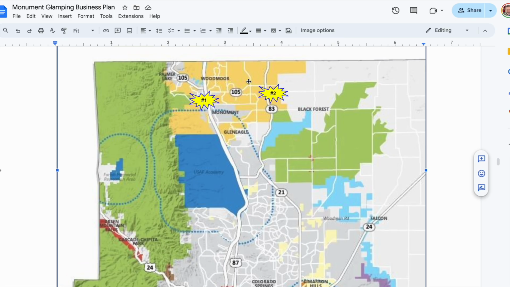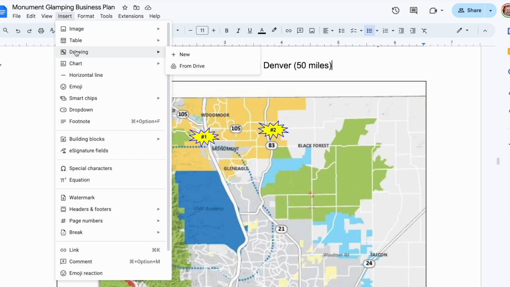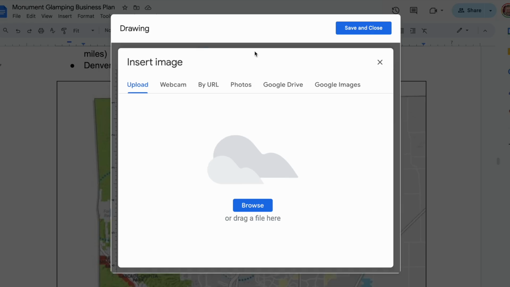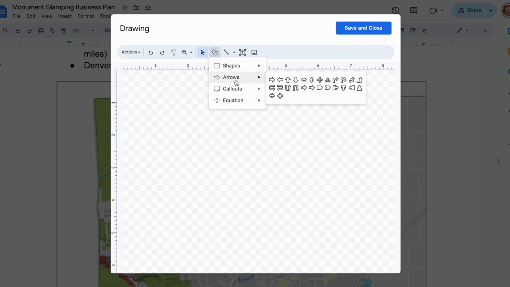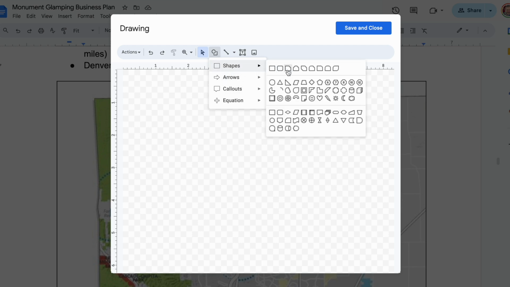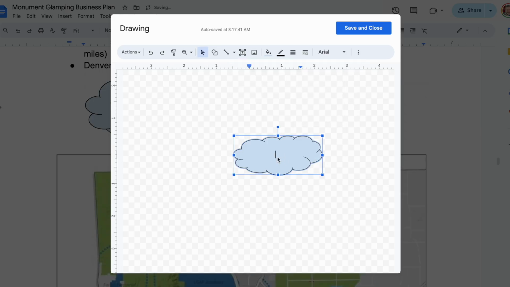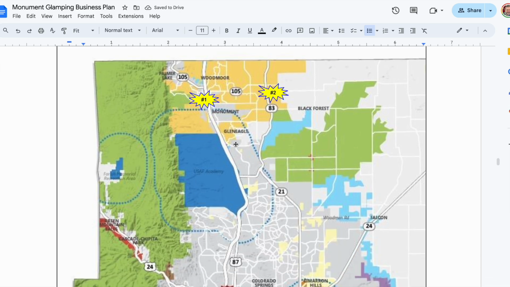I'm going to show you how I do that right here, because you can go in and insert a drawing. Within the drawing you can put a picture in, upload it here, and then add a star or a shape, like a cloud, and I could put in there something like site number 1 or 2. But I'm going to delete that because I don't want that in my document. But that's how I created this. So it gives you an aerial view.